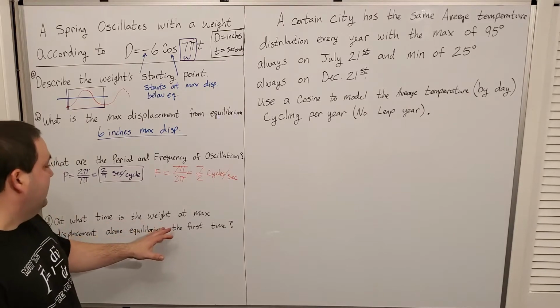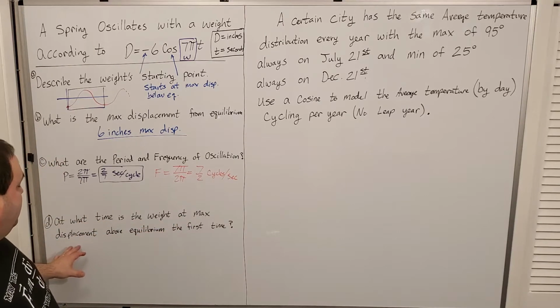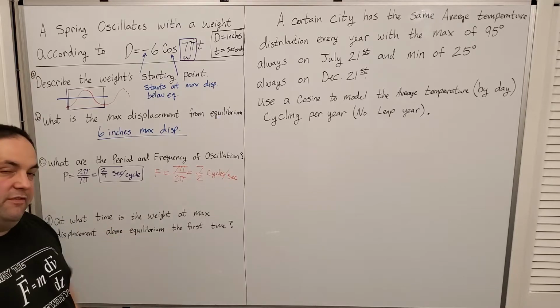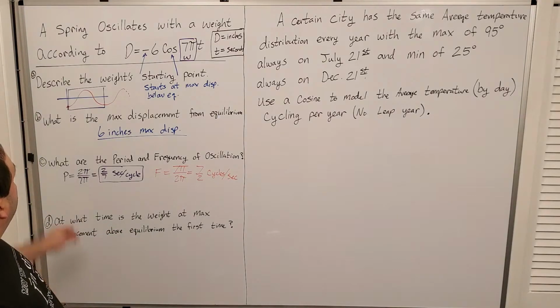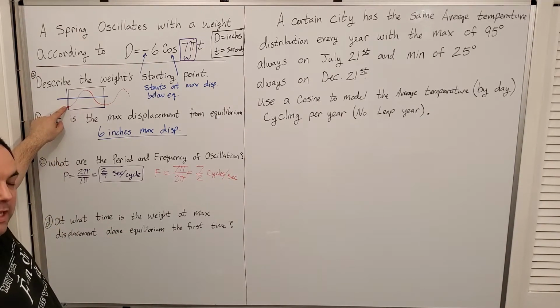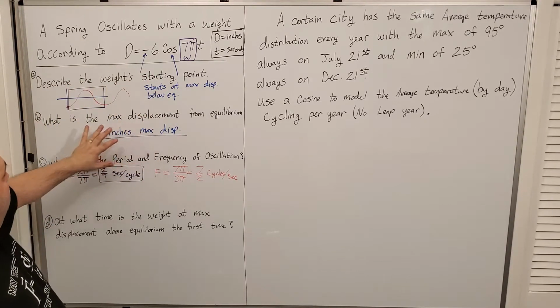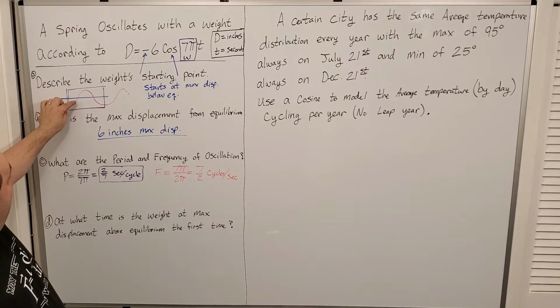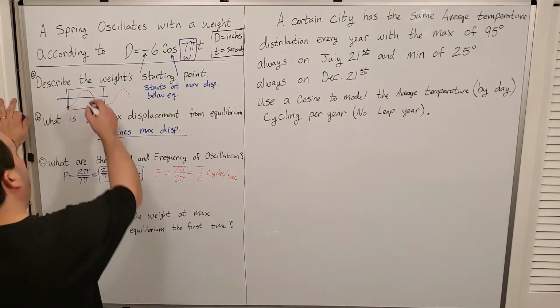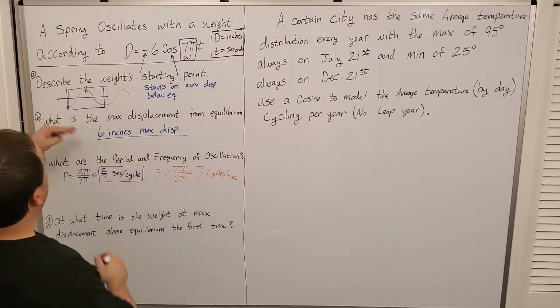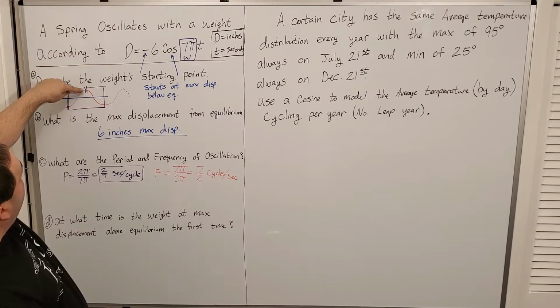At what time is the weight at maximum displacement above equilibrium for the first time? Well, it starts at maximum displacement below. That's why it helps to draw this out and to understand this other stuff first. Okay? Well, so when does it hit this maximum point right here? That's what it's saying. Maximum displacement above is at this peak.